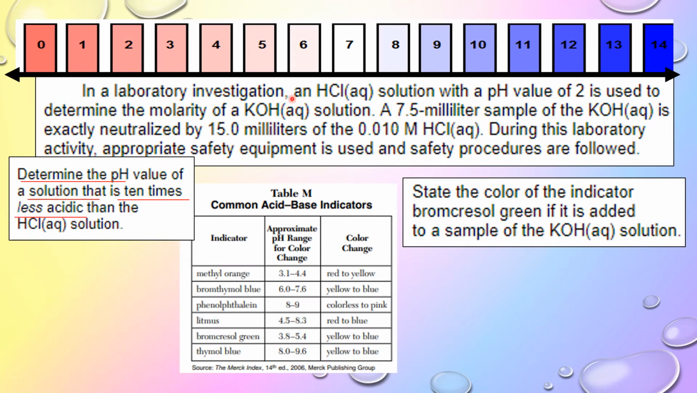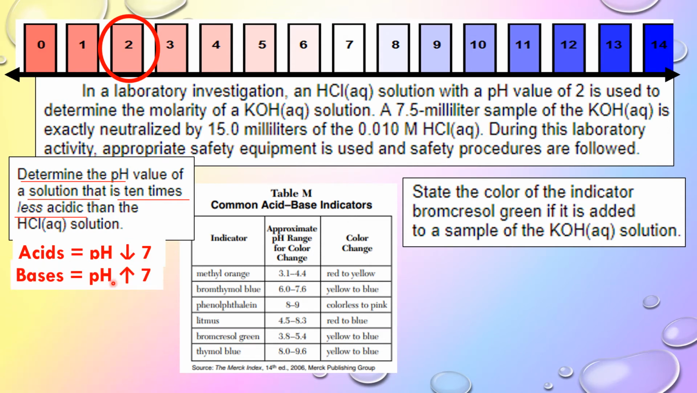So I have to find HCl in here. If I take a look, I see that the HCl has a pH value of 2. Now, I know that acids are going to have pHs that are lower than 7. I know that bases are going to have pHs that are higher than 7. So if I'm getting less acidic, what's going to happen? Should the number be going up or down? The number should be going down if it's getting more acidic. If it's getting less acidic, it means that the number should be going up. Now, we talked about this in the last slide: if you're doing anything that's 10 times the amount, it means that you are going up by 1.